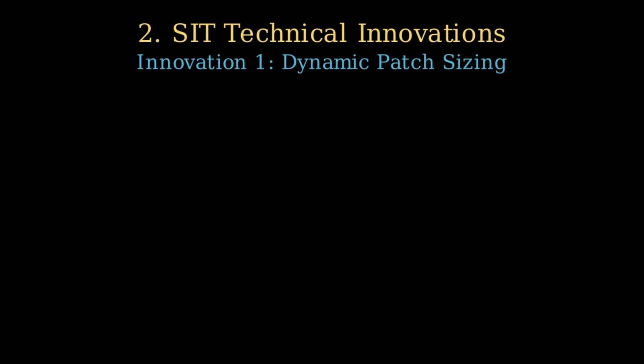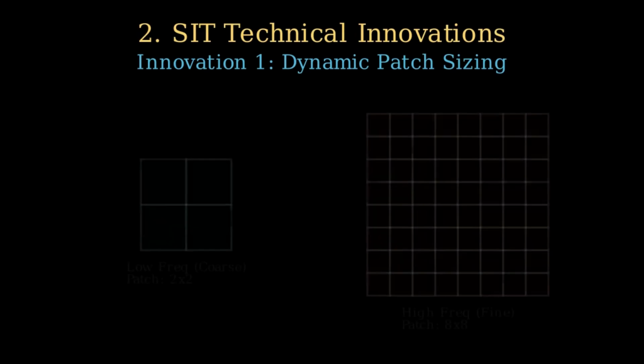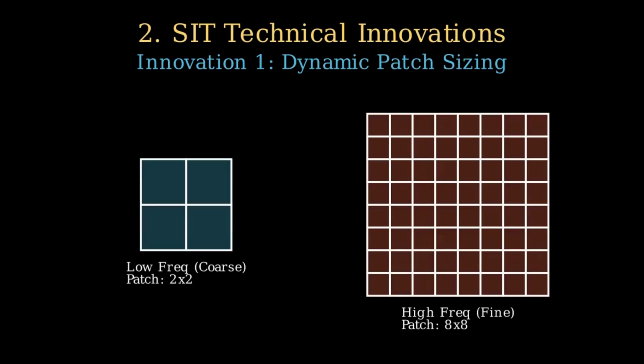SAT introduces three groundbreaking technical innovations. The first is dynamic patch sizing. Instead of forcing a rigid grid, SAT uses a 2x2 patch for the coarse, low-frequency L band, but dynamically switches to a much finer 8x8 patch for the high-frequency detail bands. This brilliant design guarantees that we maintain the exact same number of tokens per scale. This dramatically limits the sequence length, ensuring computational efficiency without sacrificing detail.